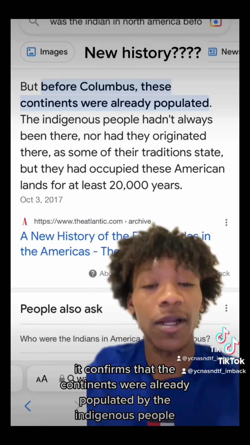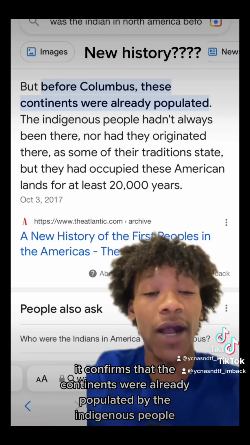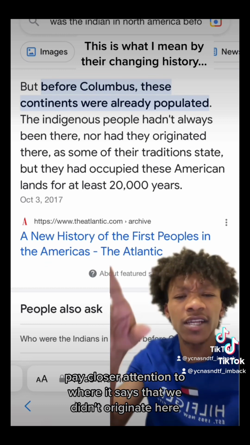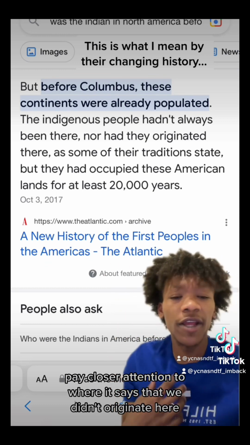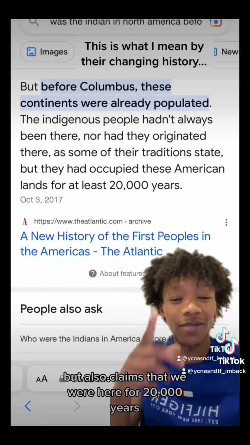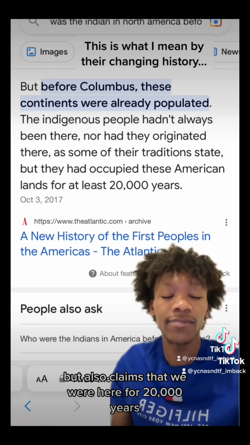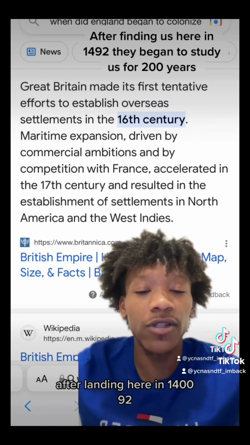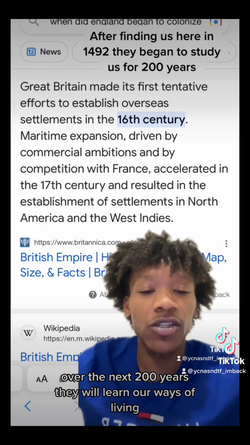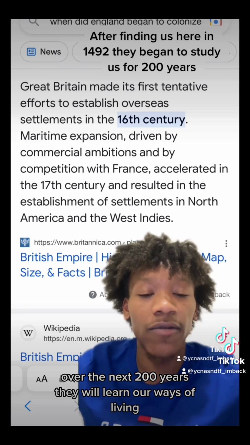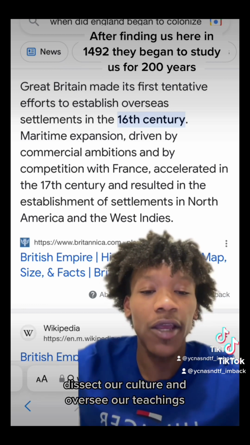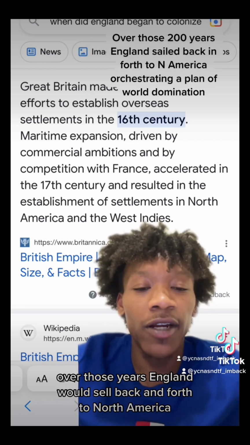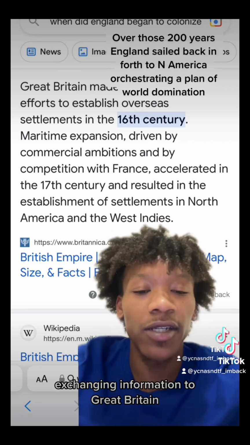It confirms that the continents were already populated by the indigenous people. Pay closer attention to where it says that we didn't originate here, but also claims that we were here for 20,000 years. How does that make sense? After landing here in 1492, over the next 200 years, they would learn our ways of living, dissect our culture, and oversee our teachings. Over those years, England would sail back and forth to North America, exchanging information to Great Britain.